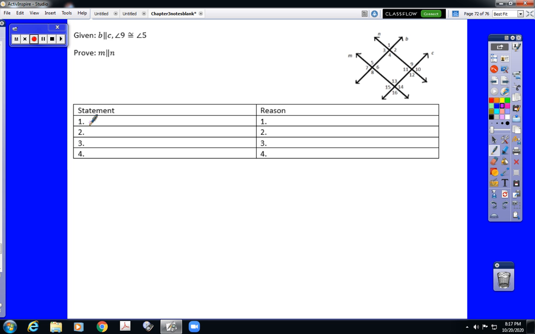Once again, we start with the givens. Line B is parallel to line C. Angle 9 is congruent to angle 5. Those are the givens for this particular problem.